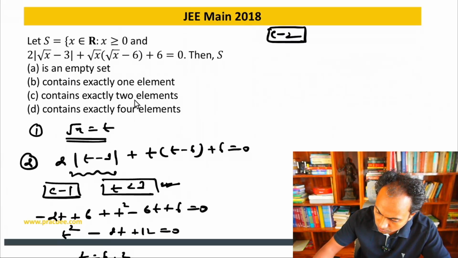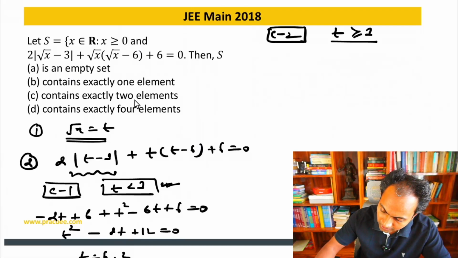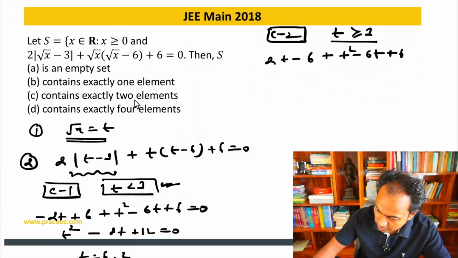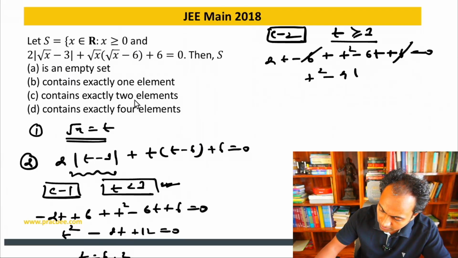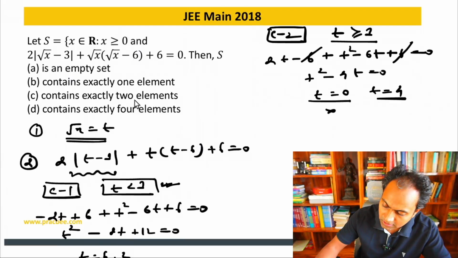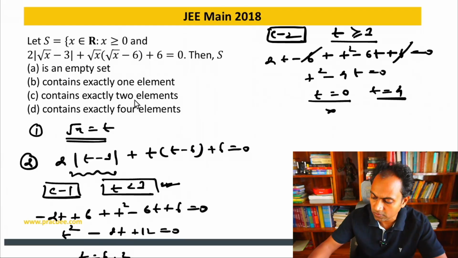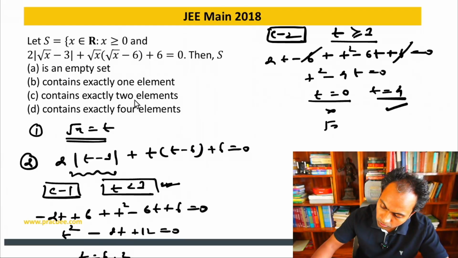What is case 2? T should be greater than or equal to 3. So if I open the bracket now, this is 2t minus 6 plus t square minus 6t plus 6 would be equal to 0. 6 will get cancelled out. We have t square minus 4t is equal to 0. Correspondingly, t can be either equal to 0 or t can be equal to 4. This is an unacceptable solution because t is greater than or equal to 3. This is fine. So root of x will be equal to 4, x comes out to be 16.